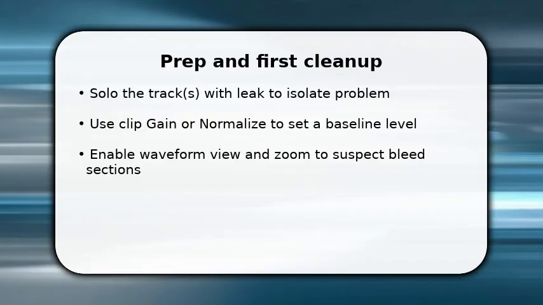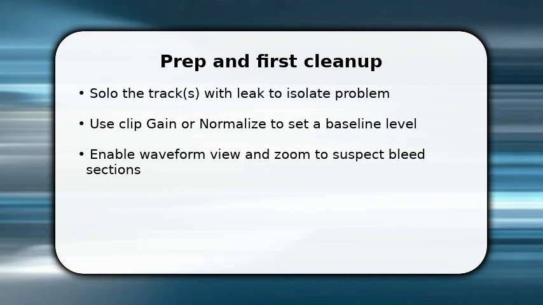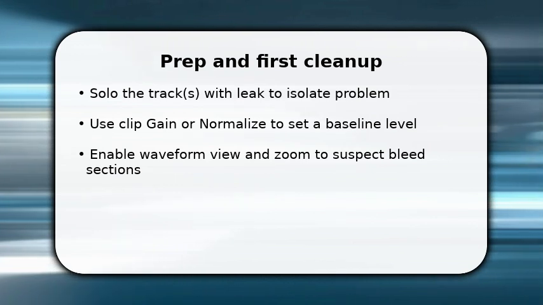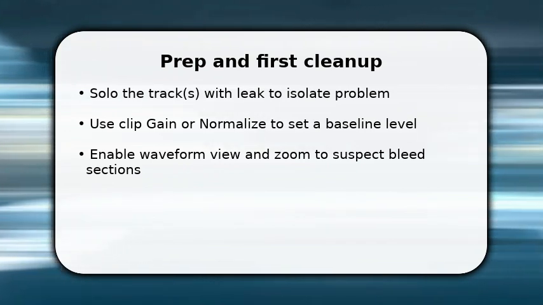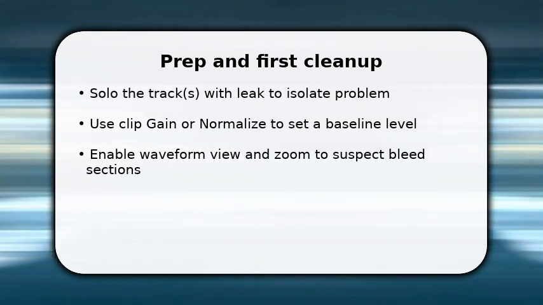You start by isolating the problem so you can hear only what matters. Solo the track and listen closely for bleed. Once isolated, use clip gain or normalize to bring levels to a sensible baseline so you're not hiding noise under loud peaks. Next, zoom into waveforms and mark the exact bleed regions with markers or razor cuts. This lets you target fixes precisely, rather than applying broad effects that can damage desired audio.